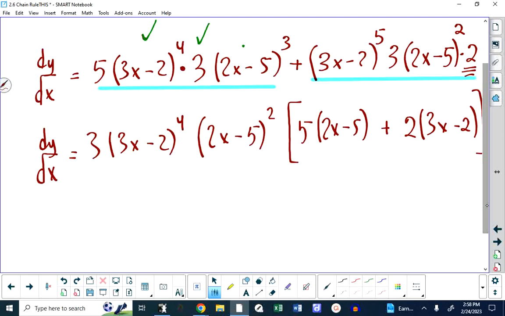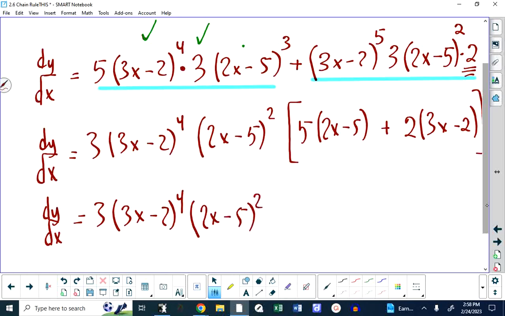What do we get here? dy dx equals 3 times 3x minus 2 raised to the 4 times 2x minus 5 raised to the 2 times brackets. I didn't double check this line. I better just double check it. No, it's okay. What do we have? 10x plus 6x is 16x. And then I have negative 25 and negative 4 is negative 29. Well, that's not factorable. So that's it.